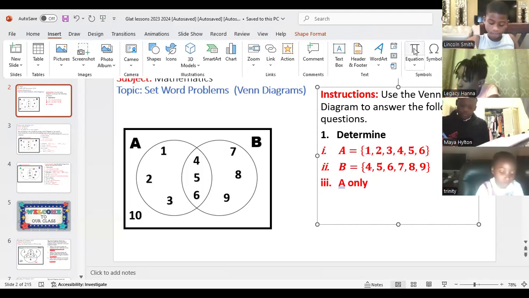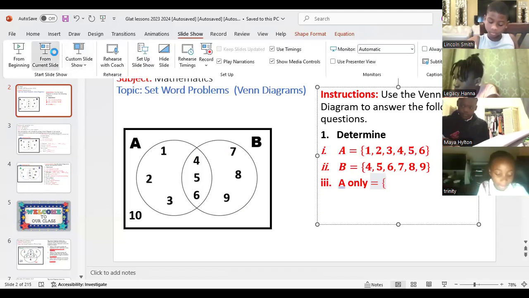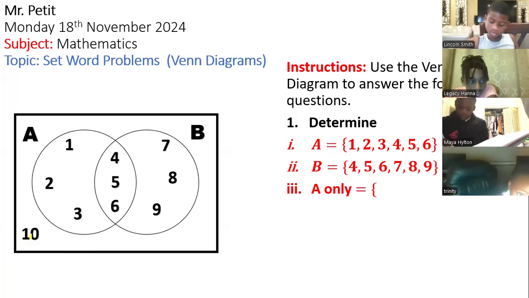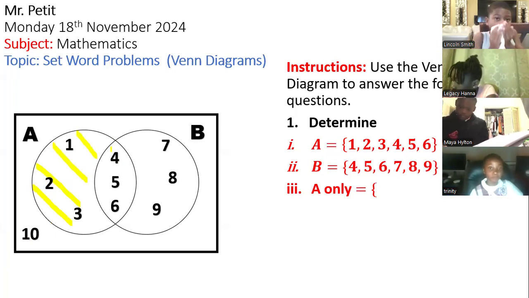So A only is going to be the elements that are only inside of A. We're looking at just this part as A only. All right. Trinity, does that make sense?